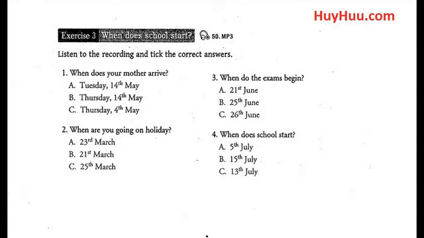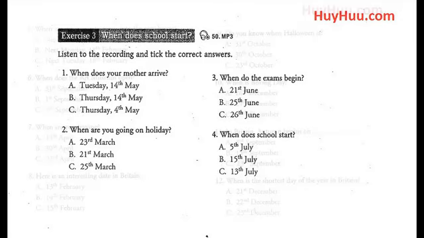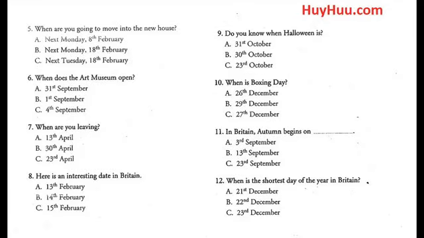3. When do the exams begin? The 21st of June. 4. When does school start? 5th of July. 5. When are you going to move into the new house? Next Monday, 8th of February. 6. When does the art museum open? I think it is on the 4th of September.